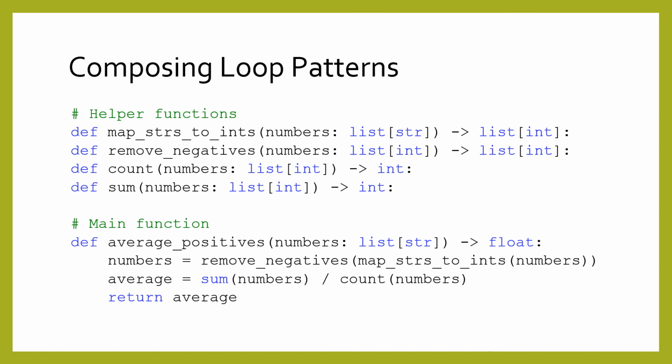Instead, let's focus on defining functions to solve each part of the puzzle in turn. We define a map_strs_to_ints function that maps string conversion over a list of strings. We define a remove_negatives function that filters out negative integers. We define a count and sum function that consume lists of integers to accumulate. Then, we can compose those functions as needed into an average_positives function.